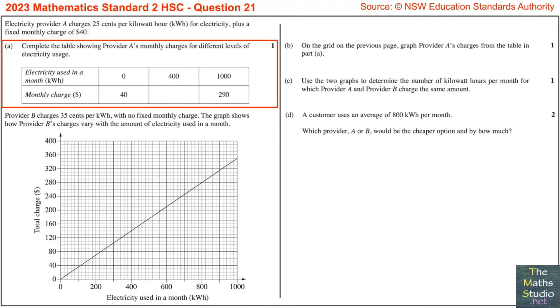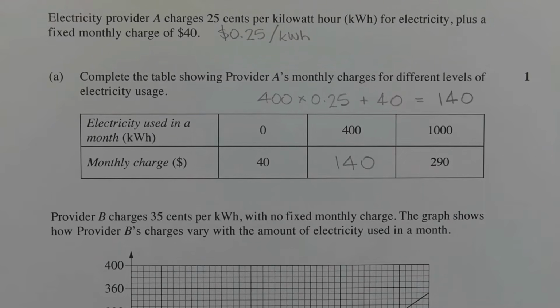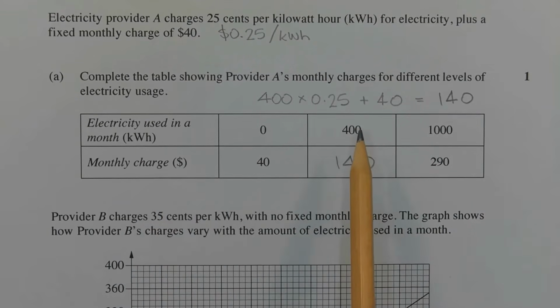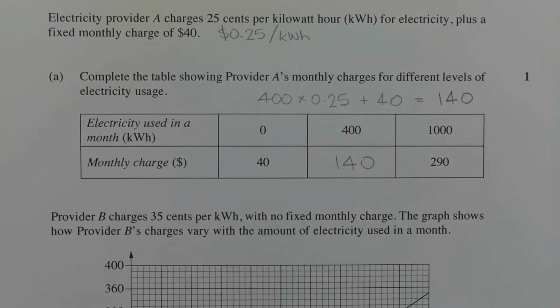Question 21. Electricity provider A charges 25 cents per kilowatt hour for electricity, plus a fixed monthly charge of $40. Part A. Complete the table showing provider A's monthly charges for different levels of electricity usage. The question is asking us to complete this table, and to complete this table we need to find the value that's in this box here. And that's the monthly charge in dollars for 400 kilowatt hours of usage in that month.